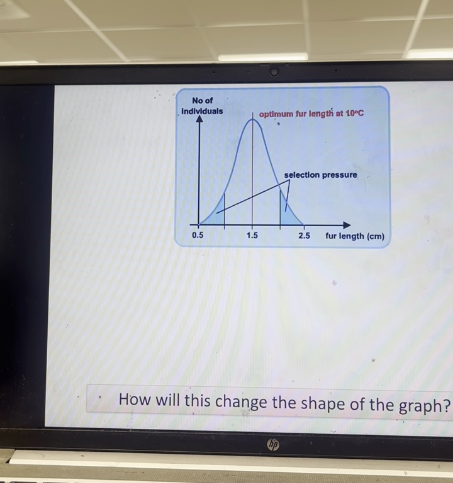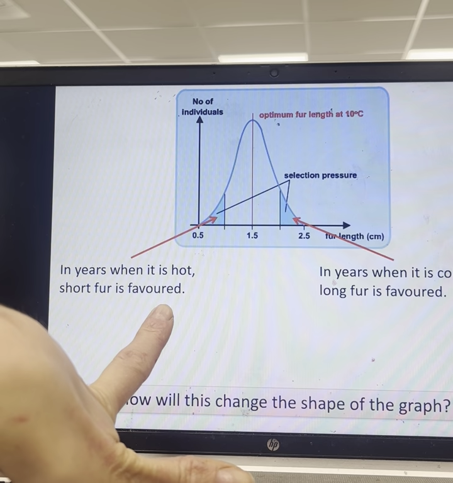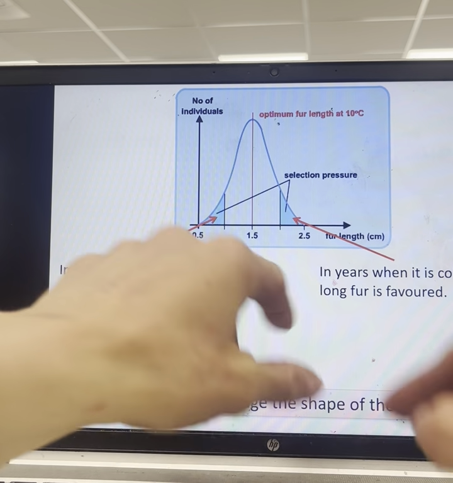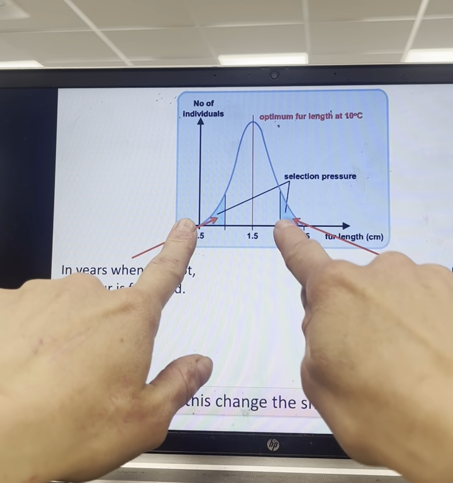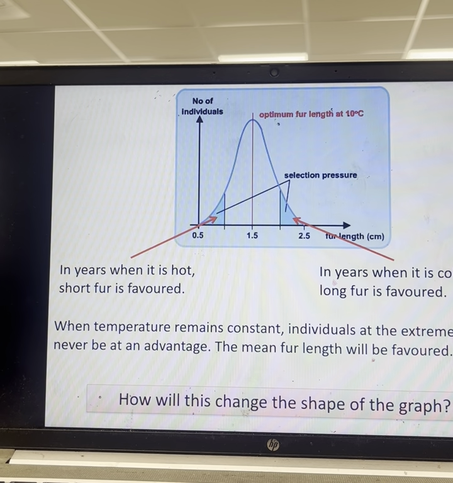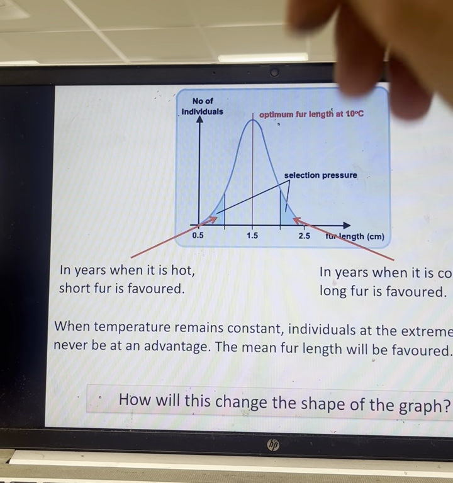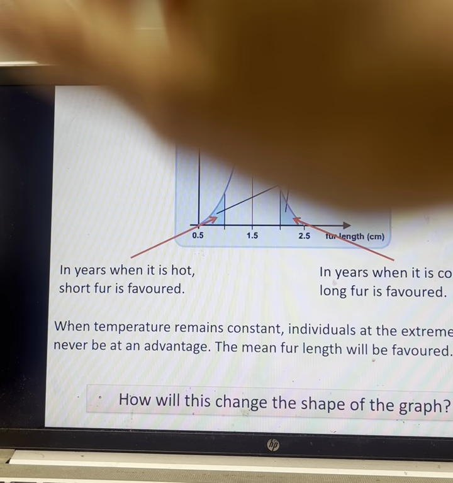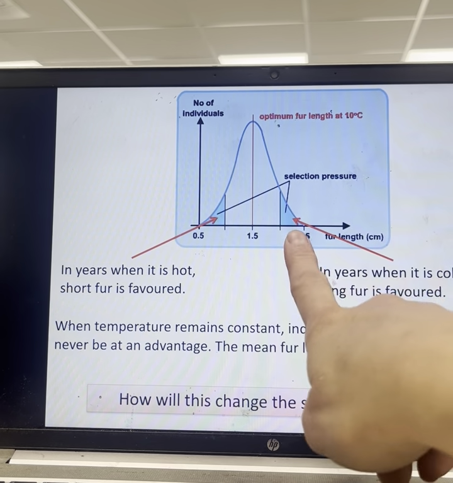We're now going to talk about stabilising. In years when it is hot, short fur is favoured. In years when it's cold, long fur is favoured. So this is our bell curve of, you'll have some with really short fur, some with long fur, and some in the middle. When temperature remains constant, individuals at the extreme will never be at an advantage. So if you can imagine, if you're not having extreme winters, extreme hot summers or whatever, these guys are going to die because it's too cold, die because it's too hot.